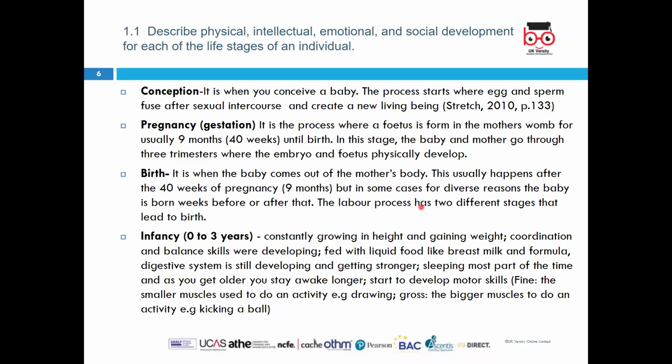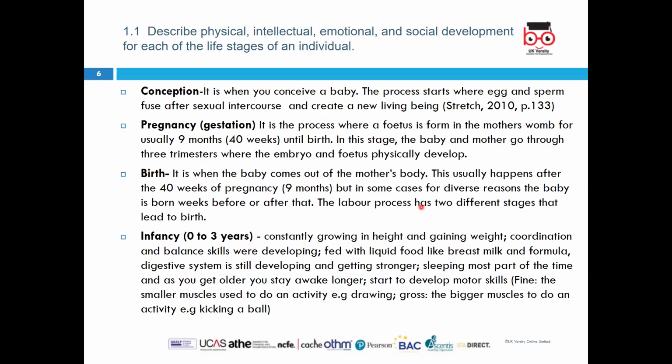And then you have the period of pregnancy, gestation, which is ideally 9 months until birth. At this stage, the baby and the mother go through 3 trimesters, 3 months each. So there's a total of 9 months. And this is where the embryo and the fetus develop. The embryo is the early developing baby, and the baby itself is later known as the fetus. There's physical development of it.